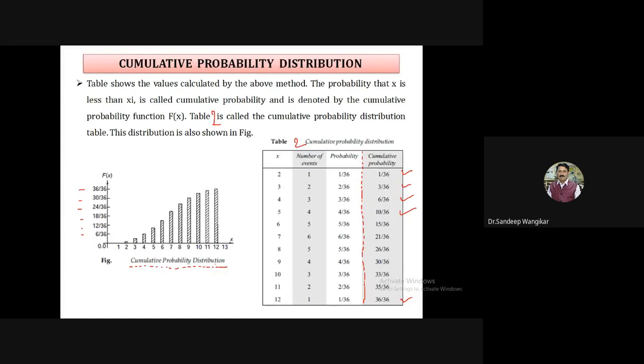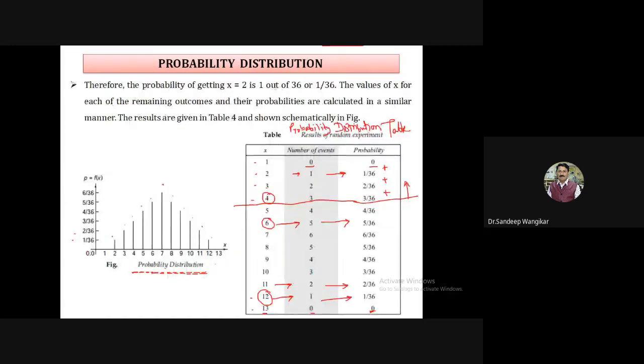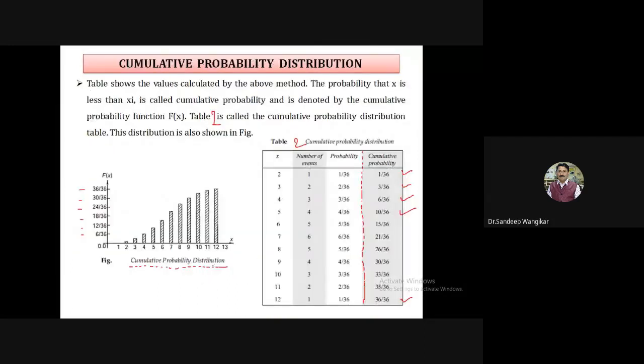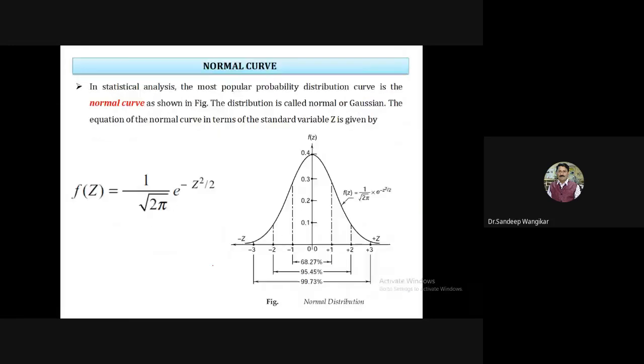Let us move to the next term, normal curve. If you refer to the shape, if I join all these points, what shape will you get? This curve. So the same curve is drawn here. Normal curve, a very important concept. In statistical analysis, the most popular probability distribution curve is the normal curve. It is mentioned in the figure. The distribution is called the normal distribution or Gaussian distribution.